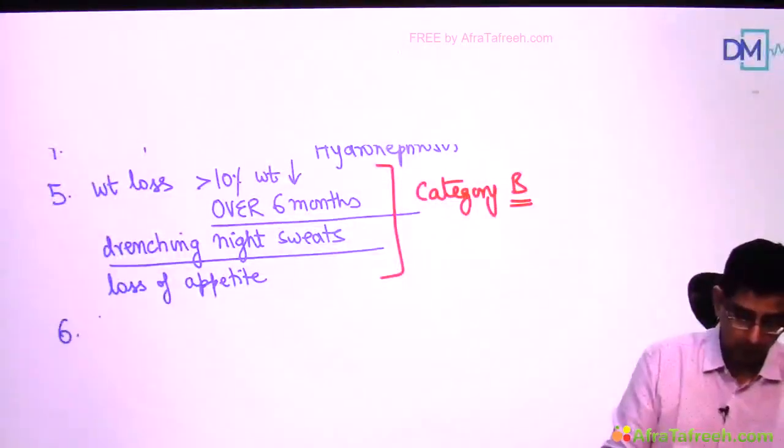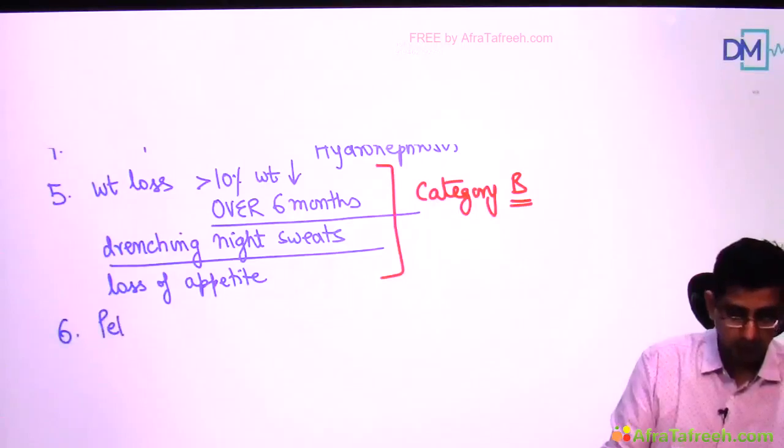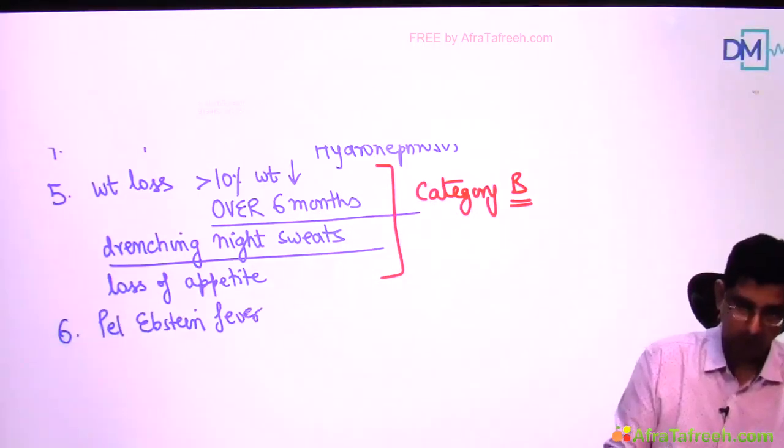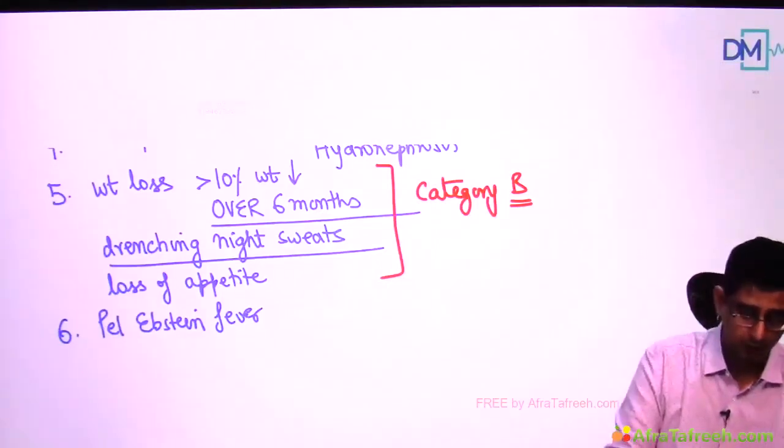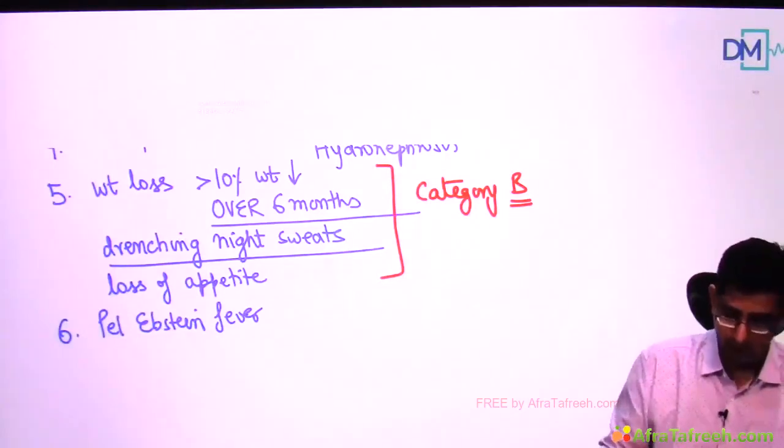These patients will also have fever since there is a lymphoreticular malignancy. The cytokines which are present in this condition can result in resetting of the temperature related to the hypothalamus, because the hypothalamus is the thermostat in the body, and Pel-Ebstein fever can develop. Now, what is Pel-Ebstein fever? This will be clear from this diagrammatic representation.